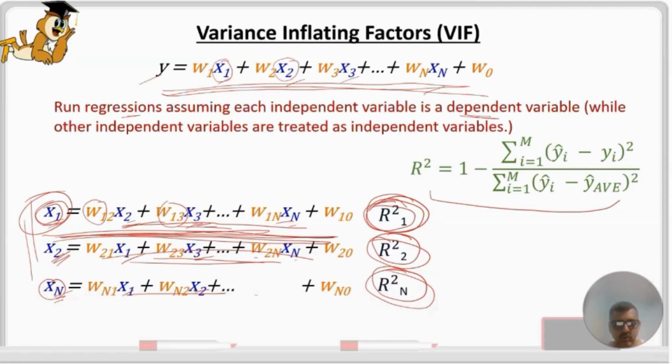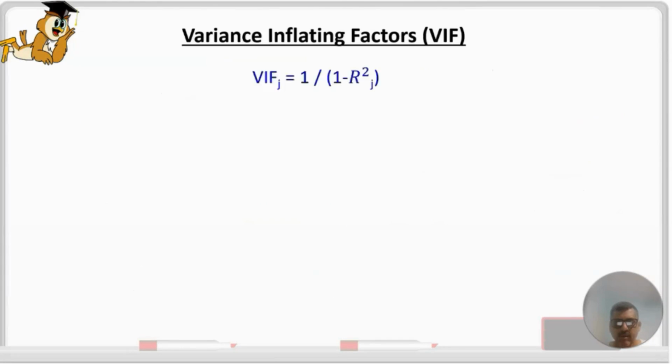This is what you have to do. The variance inflating factor for the independent variable j is defined as 1 over 1 minus r square j. So for the jth regression, you had r square j, and VIFj is simply 1 over 1 minus r square j. This is the variance inflating factor.